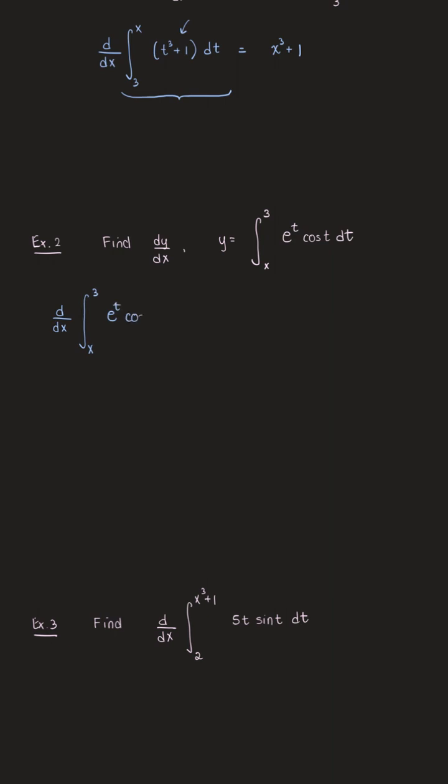And so the first thing we're going to do, because it is not our upper limit, it's our lower limit, we're going to switch the order of the limits of integration by making our integral negative. So this will be the derivative of the negative integral from 3 to x of e to the t cosine t dt. And now applying the fundamental theorem of calculus, this tells us that this should be the negative of e to the x cosine x.